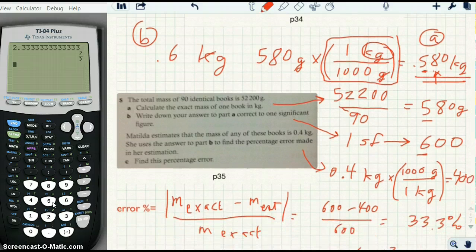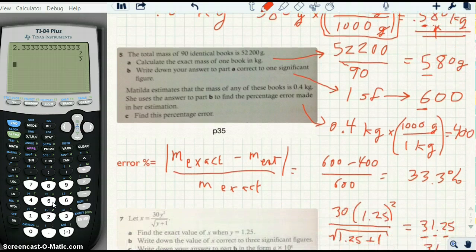Matilda estimates that the mass of any of the books is 0.4 kilograms. She used the result to part B to find the percentage error made in her estimation. So remember that some form of this is in your formula sheet, but the exact measurement minus the estimated measurement divided by the exact measurement, absolute value at the top, is equal to the percentage error.